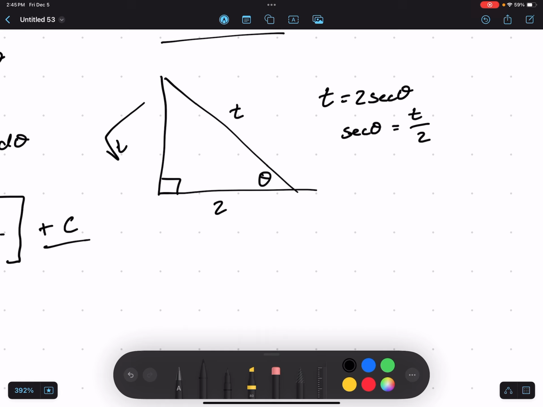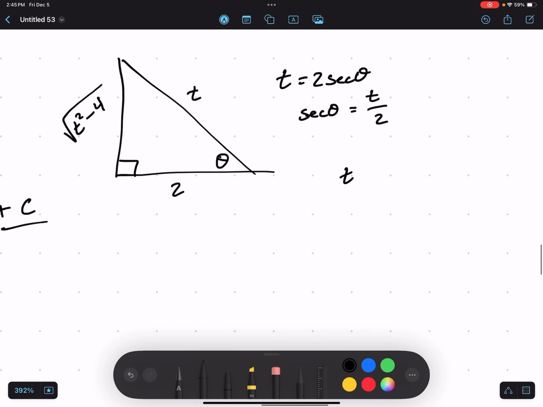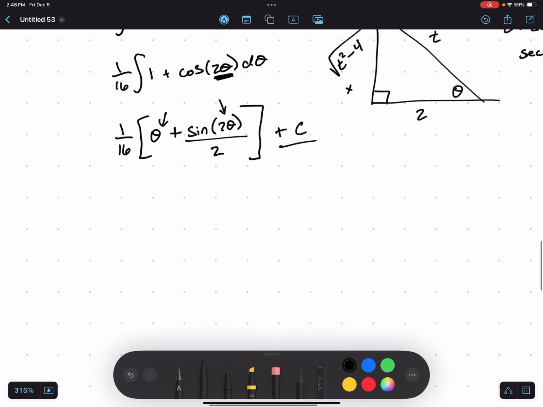And what we'll find there is that we have t squared minus 4. And that, of course, comes from t squared equals, we'll call this x squared plus 2 squared. And so then to find x, we have x squared equals t squared minus 4. X equals the square root of t squared minus 4. And that's how we got to that. Now, we come back over here.